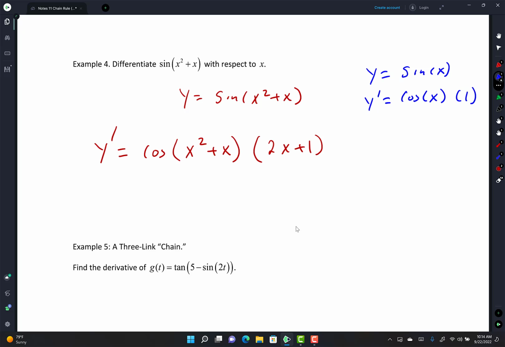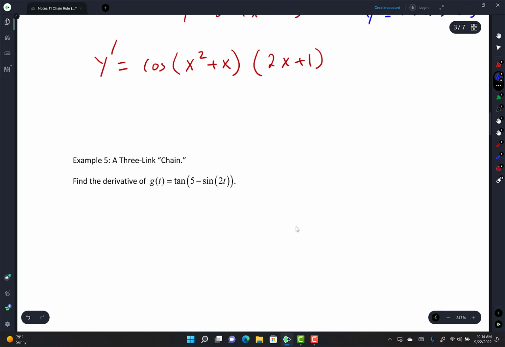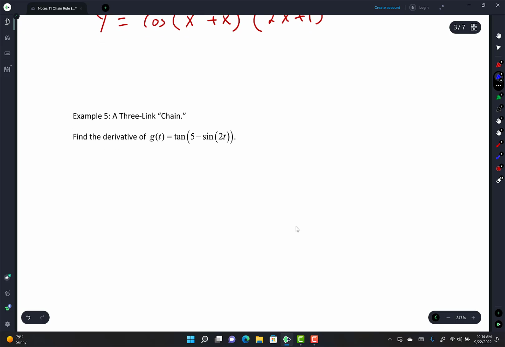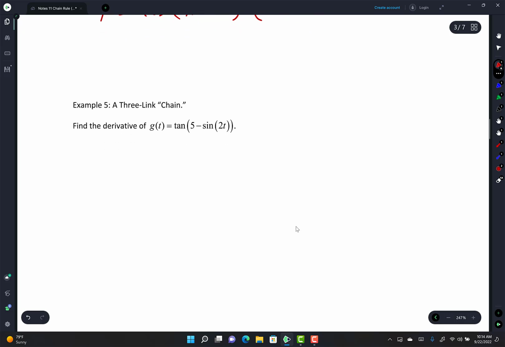All right. Here we go. A triple, finally something that looks a little different. Next year's notes, I need to put some more polynomials in there. Next year's notes will be better, but sorry. All right, here we go, guys. A triple link chain.